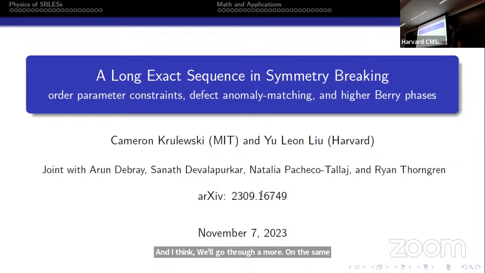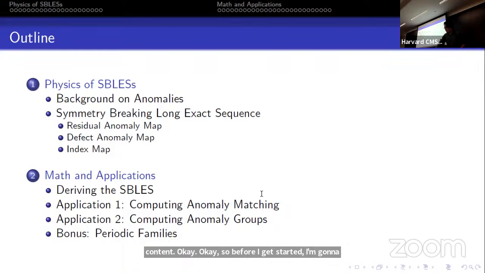Before I get started, I want to quickly talk about the outline. I'm responsible for part one and Cameron for part two. In part one, the entire goal is just to introduce this non-exact sequence. We call it a symmetry breaking non-exact sequence. I start with some background on anomalies, and I'll talk about each map in the sequence and what they mean physically. Then Cameron will pick up in part two. First, he will talk about the mathematics, more specifically the algebraic geometry and algebraic topology behind the non-exact sequence, and then talk about how we can use the non-exact sequence, for example, to compute anomaly groups we don't really know before. And then some bonus material.